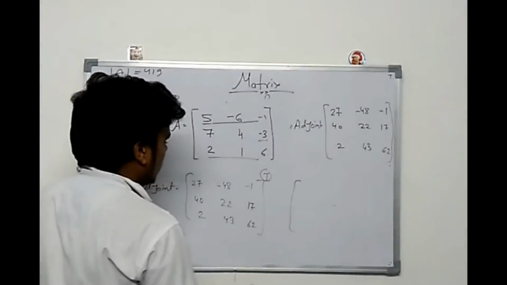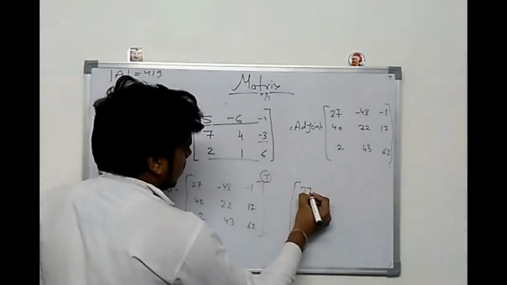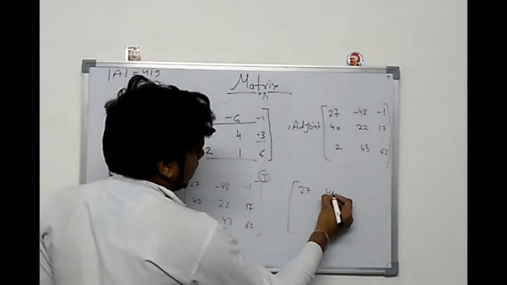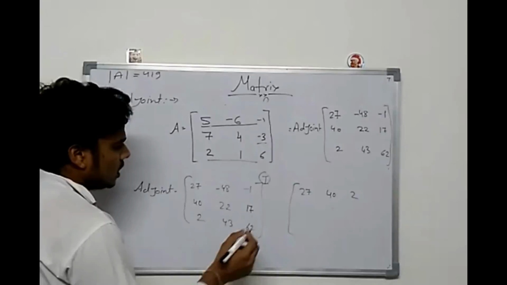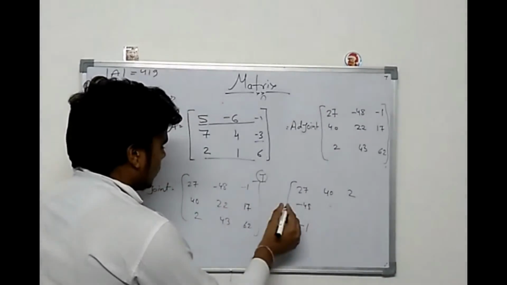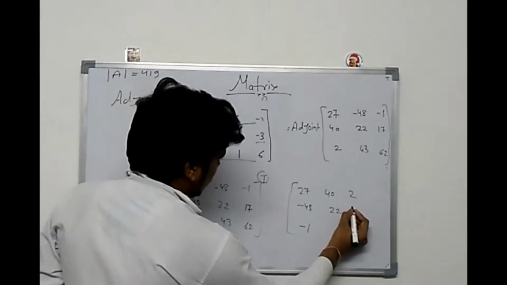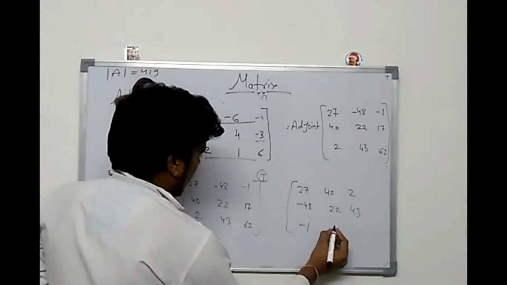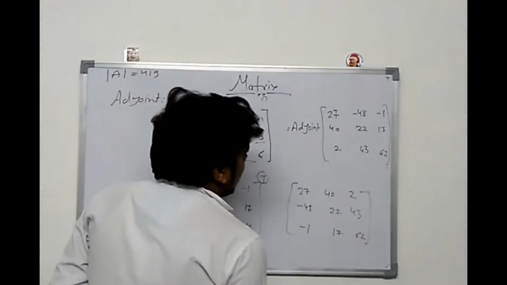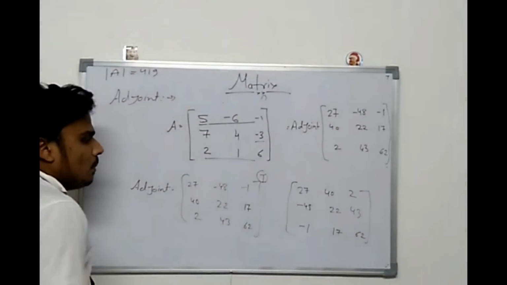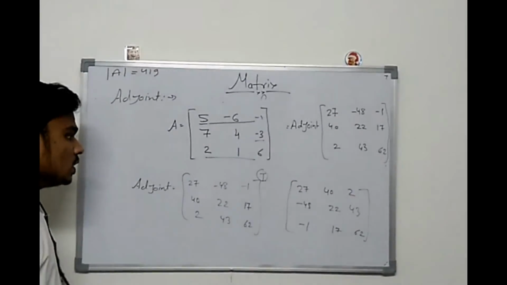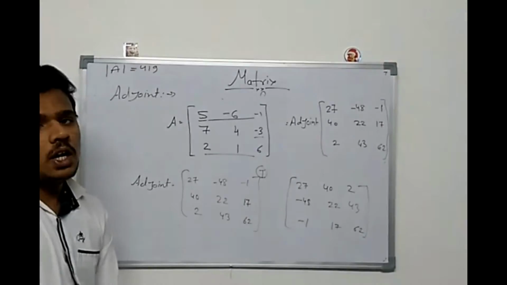And what will the matrix be? 27. This column will be changed into a row, so 40 and 2 will change position. Minus 48, minus 1, minus 48, 22, 43, 70 and 62. And this is the transpose of the matrix. I think we have solved the adjoint, and then we just talk about the inverse.